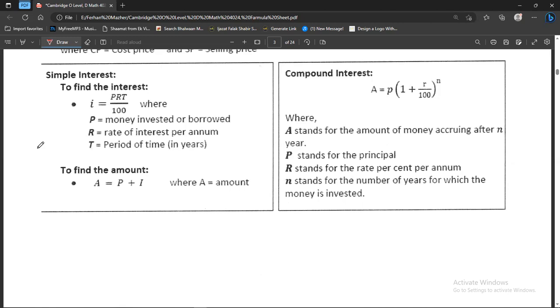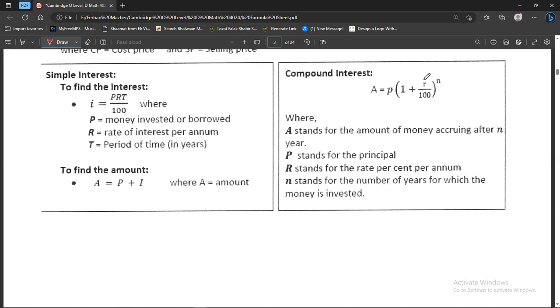And the amount at the end of some time is equal to the principal plus the interest, where A is the amount. The compound interest, here we get by using this formula, we always get the compounded amount. The compounded amount is A equals P bracket start 1 plus R by 100 bracket close, raised to power n, where A stands for the amount of money accruing after n years. This is the compounded amount, and P stands for the principal amount, R stands for the rate percent per annum, and N stands for the number of years for which the money is invested.